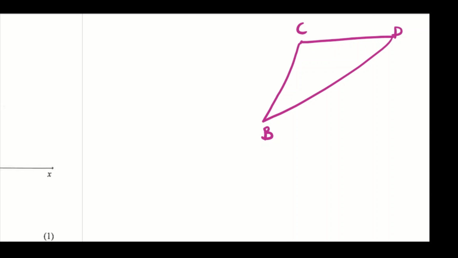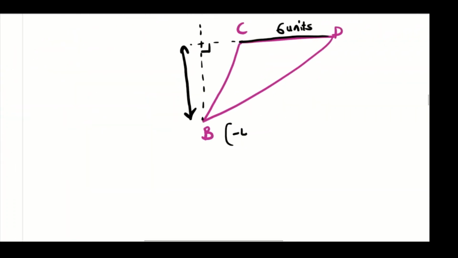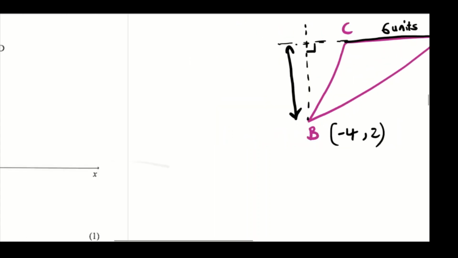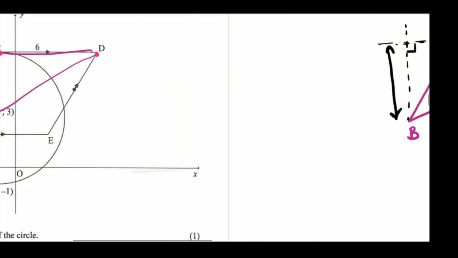So what we need to note is this: CD is equal to 6 units. We were given 6 units, and this is horizontal. And so we can write down a perpendicular line, so it's going to be a 90 degree there, meaning now we just want to know the length from C to D. We know the coordinate of B is minus 4 and 2. Minus 4 and 2. And then let's see what would be the distance, because we're looking at the y value.